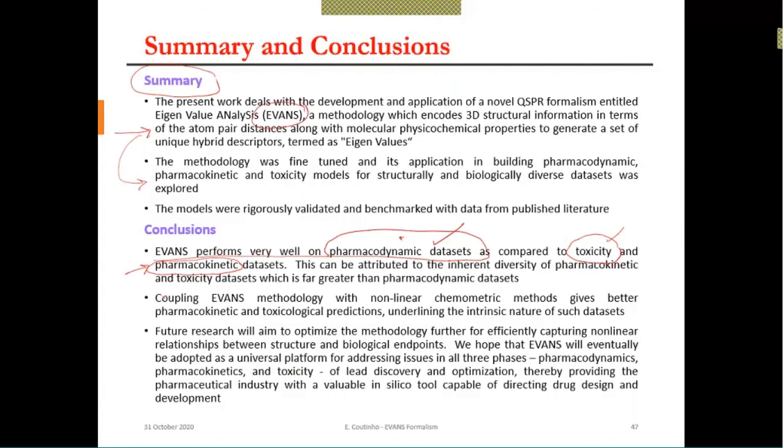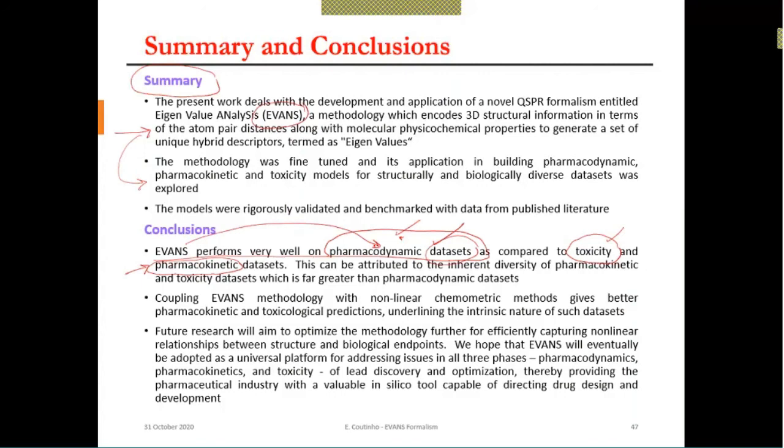So with the insights that our previous speaker has given, now we will look at whether there are inconsistencies in these pharmacokinetic data sets, remove all the errors that are there, and I'm confident that we'll be able to build much better pharmacokinetic models if we take out all those errors. As you know, pharmacodynamic data sets are very homogeneous, very well defined, very precise. The endpoints are very precise in terms of the IC50 values and the pKi values. Because these data sets are very homogeneous and well defined, the EVANS methodology performs very well on pharmacodynamic data sets.